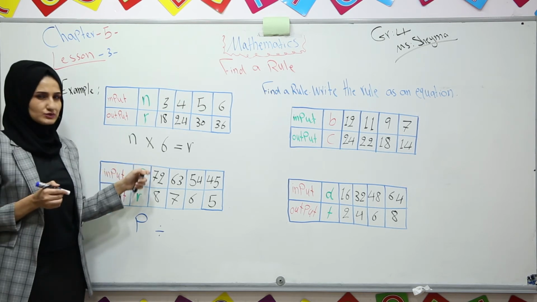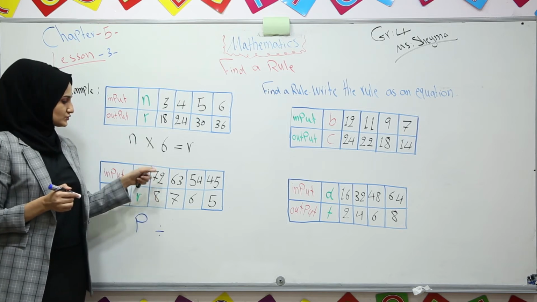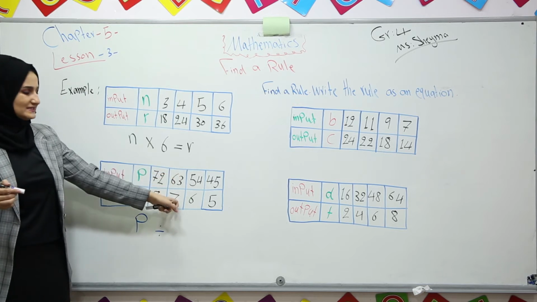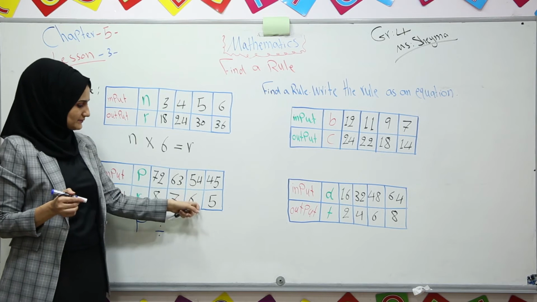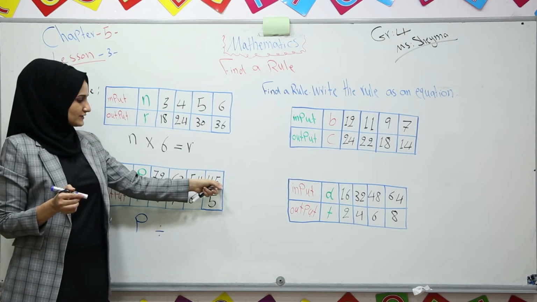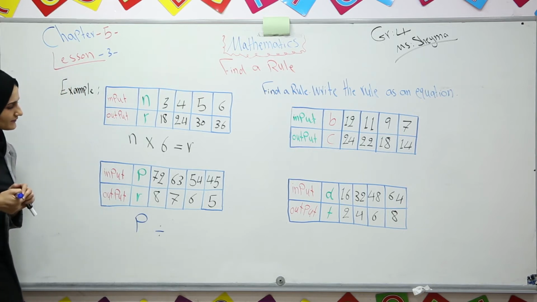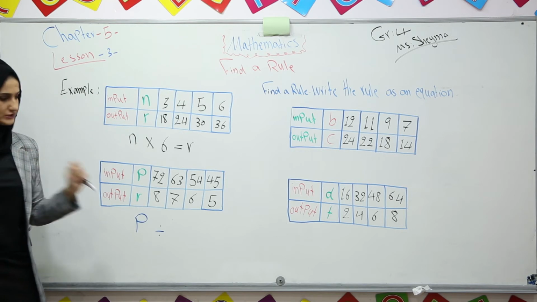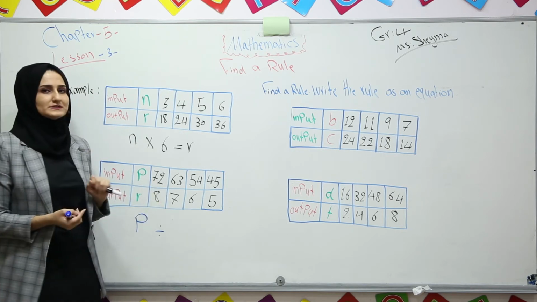72 divided by which number is equal to 8? 63 divided by which number is 7? 54 divided by which number is 6? 45 divided by which number is 5? I think 72 divided by 9 is equal to 8. Why? Because 8 times 9 is 72.